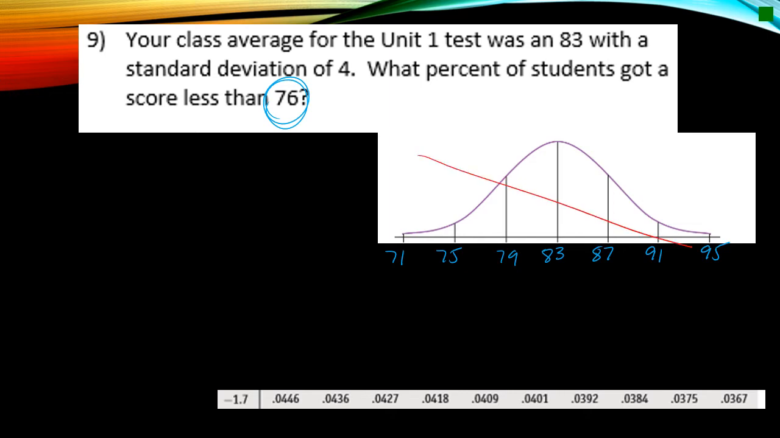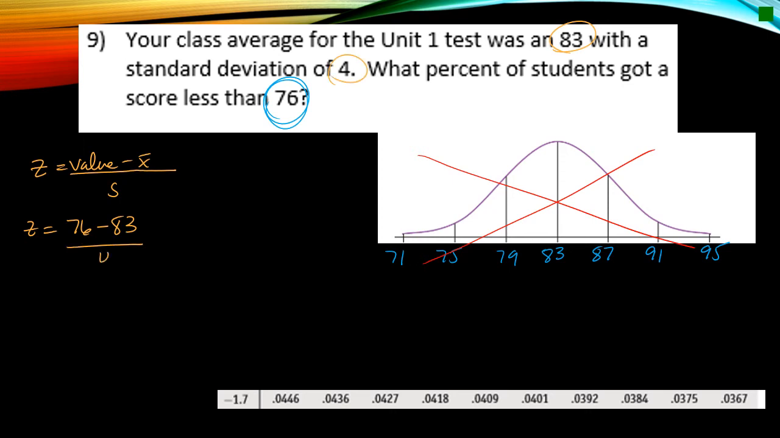So we're going to cross out this normal curve. It doesn't mean that our data is not normal. It just means that we can't find our answer using this normal curve. So what we're going to do is calculate the z-score. So the z-score, remember, we're taking the value minus the mean over the standard deviation. So in this problem, the value we're looking for is that 76. The mean up here is 83, and standard deviation is 4.